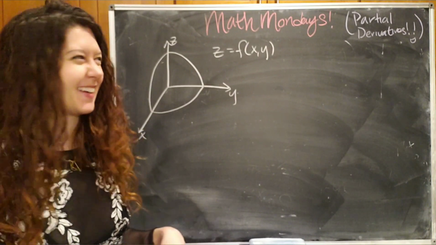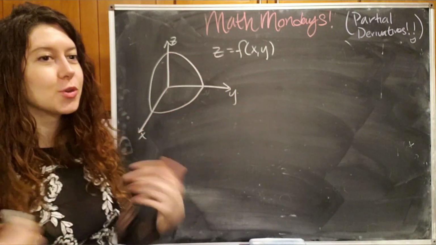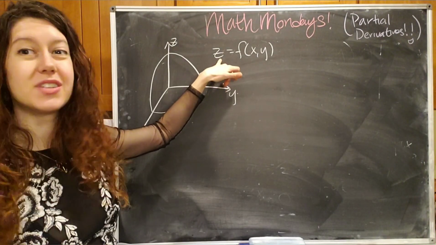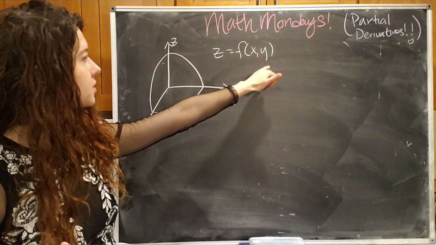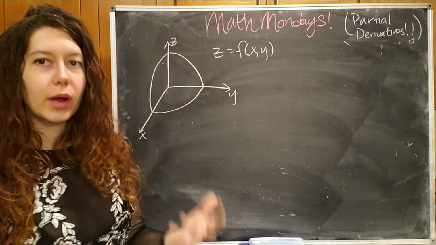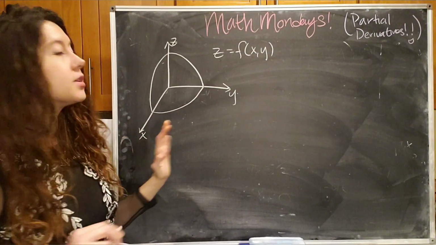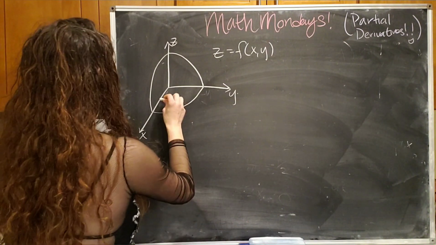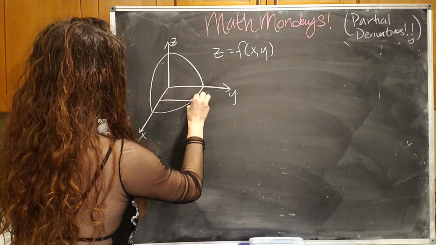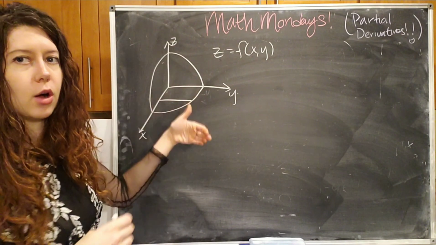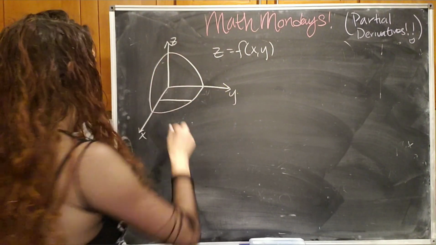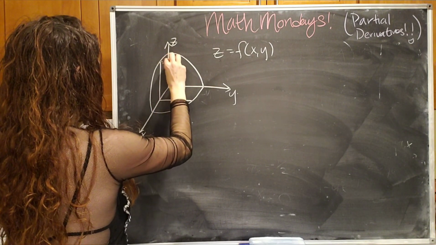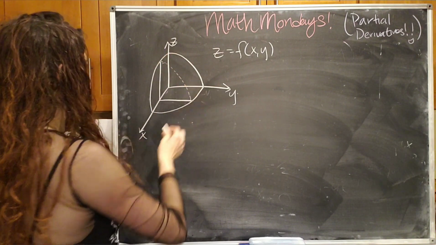That's in 3D. Okay, so what partials allow us to do is to find the rates of change of z with respect to x and y. And the way that we do this is we start by holding one of the variables constant. So for example, if we were to hold x constant, we could carve out or take a slice of our object like so, and then we have this surface curve like that.